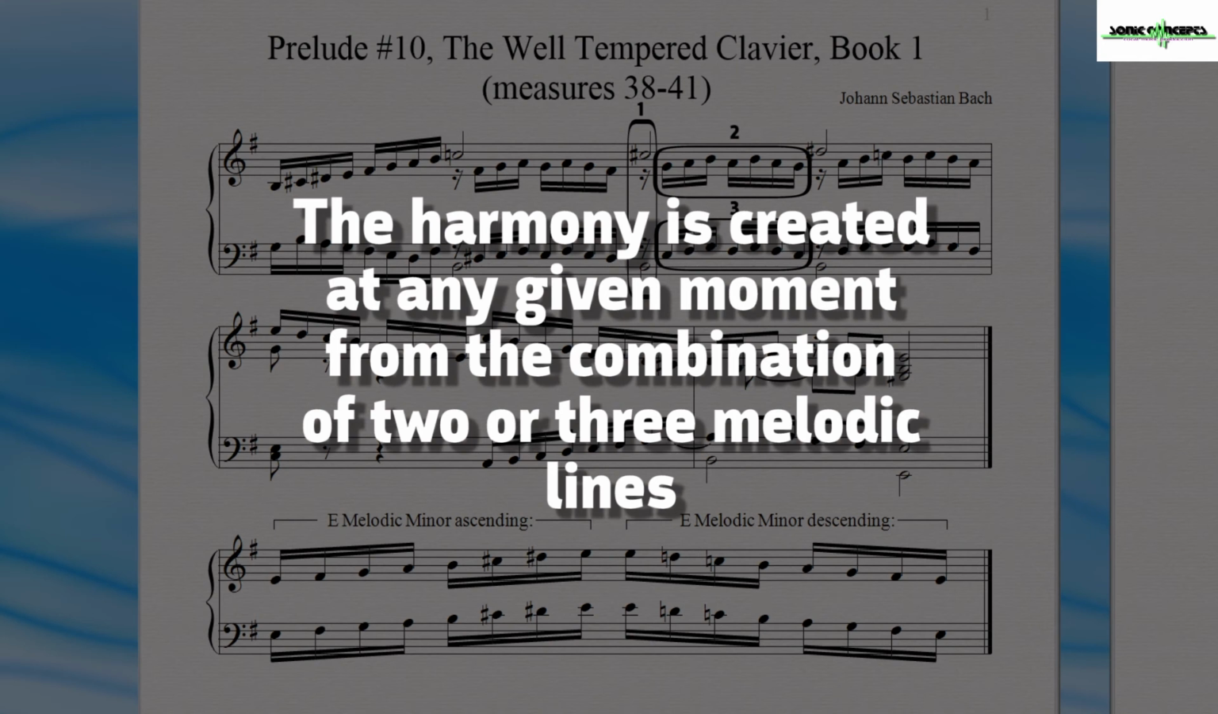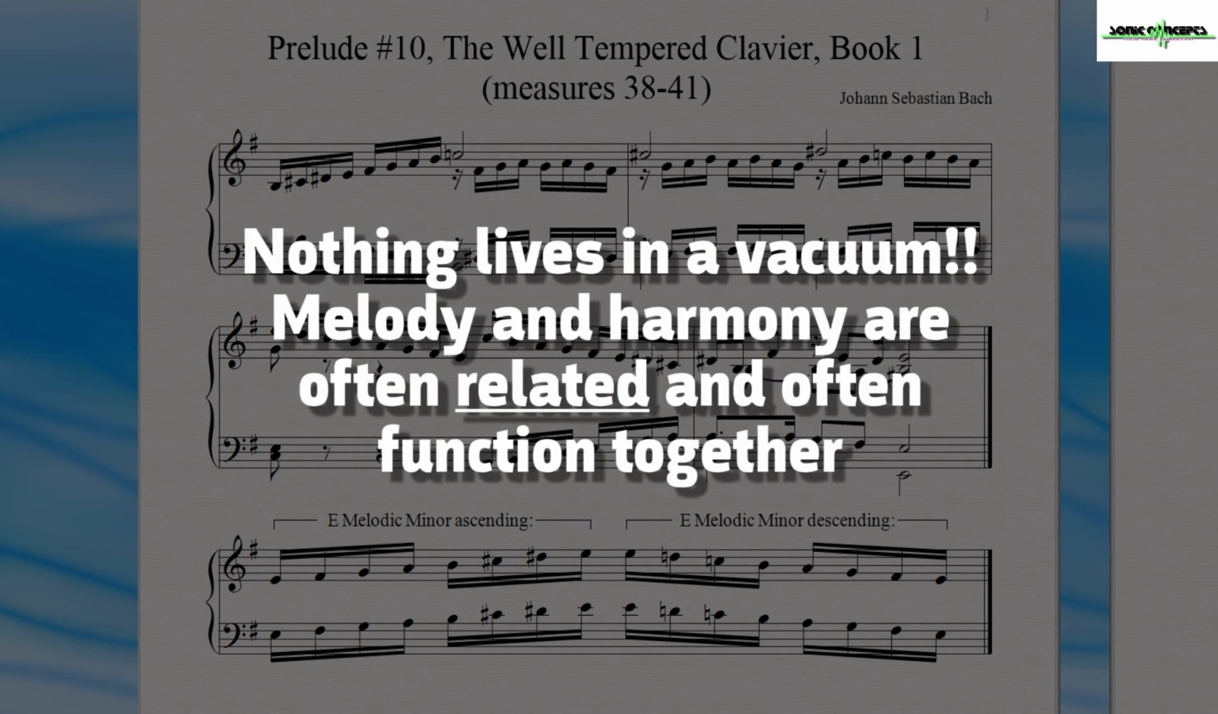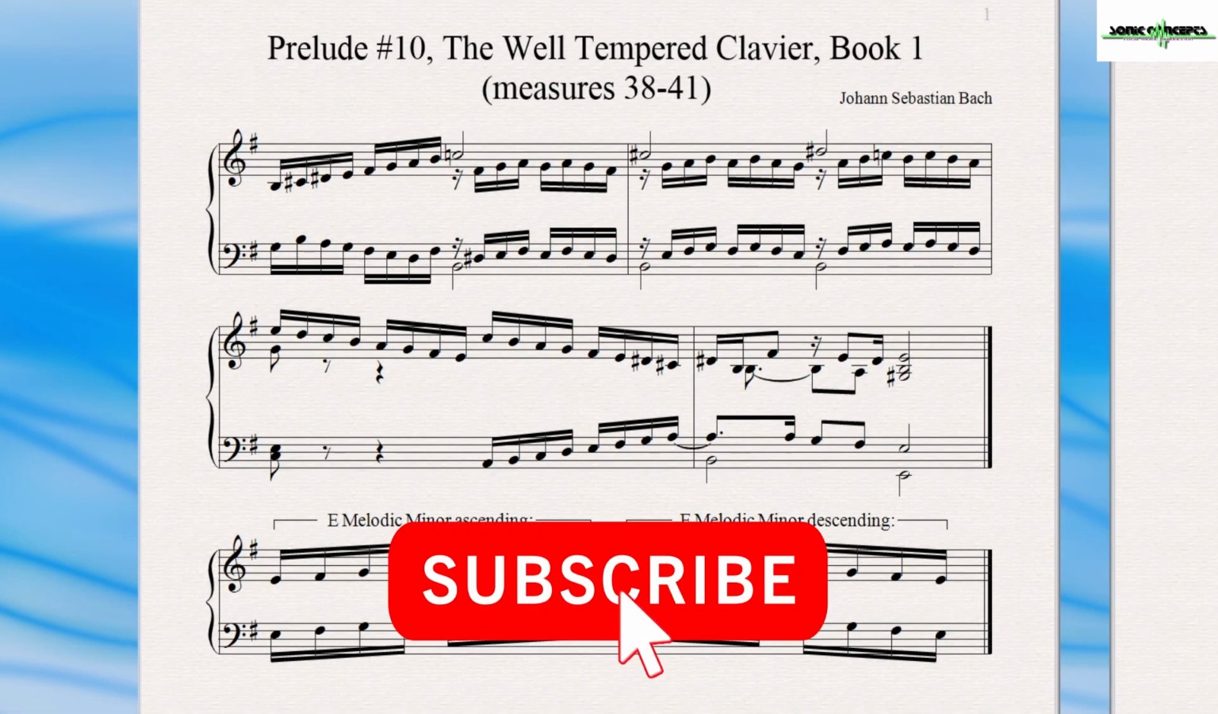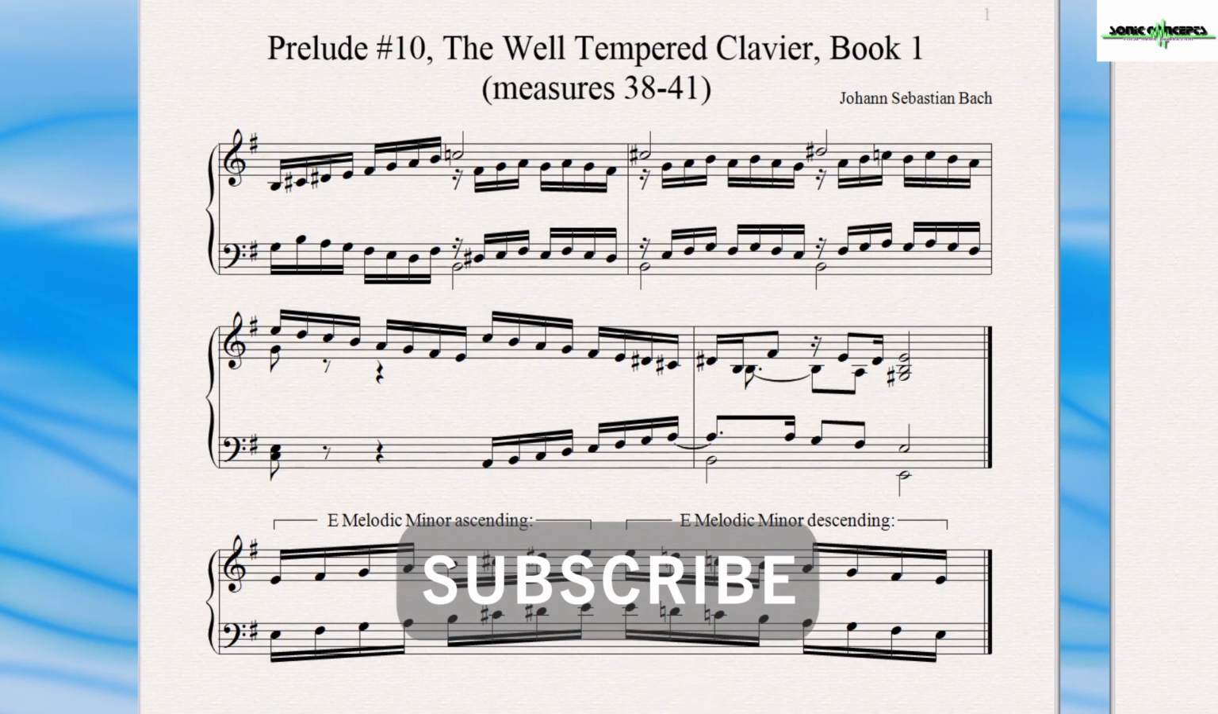Whenever analyzing music, it's good to realize that nothing lives in a vacuum, that melody and harmony are related and often function together. They are not usually independent of each other. This example clearly illustrates that the rules regarding the specific uses of the ascending and descending versions of the melodic minor scale are not absolute.